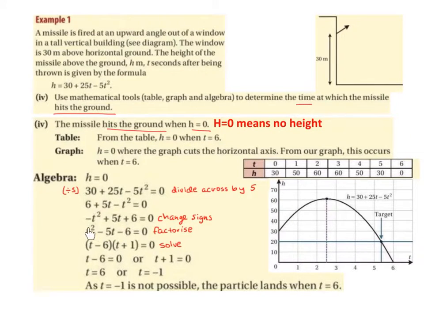So now that we have positive t squared, we can factorize. So we end up with t minus 6 multiplied by t plus 1. And then we're going to solve. We let what's inside the first set of brackets equal 0. So t minus 6 equals 0, so t is equal to 6. And then we let what's inside the second set of brackets equal 0. So t plus 1 equals 0, so t is equal to minus 1. As t equals minus 1 is not possible, the time cannot be minus 1. The particle lands when t is equal to 6. So the particle lands after 6 seconds.